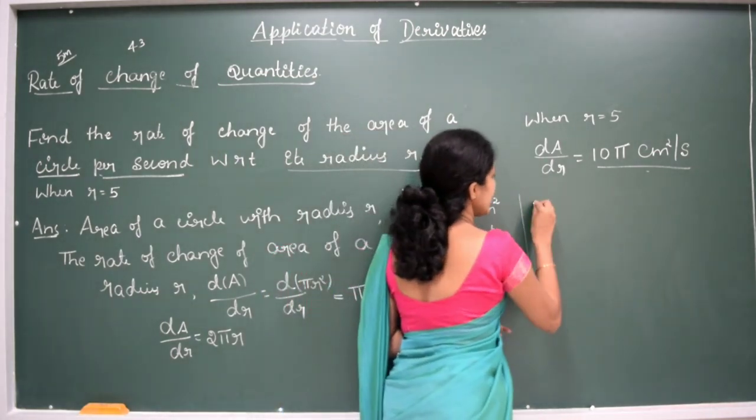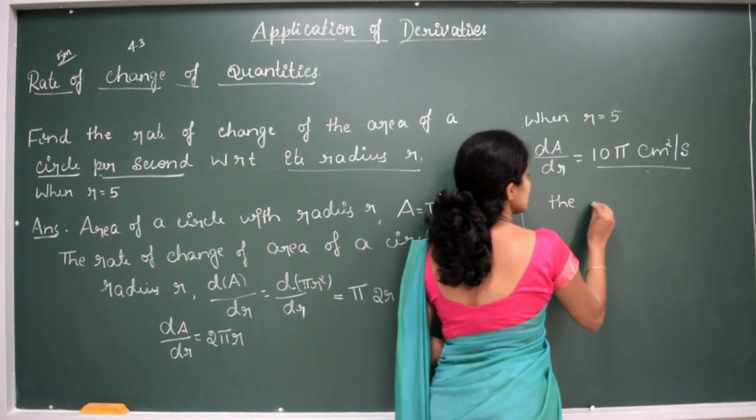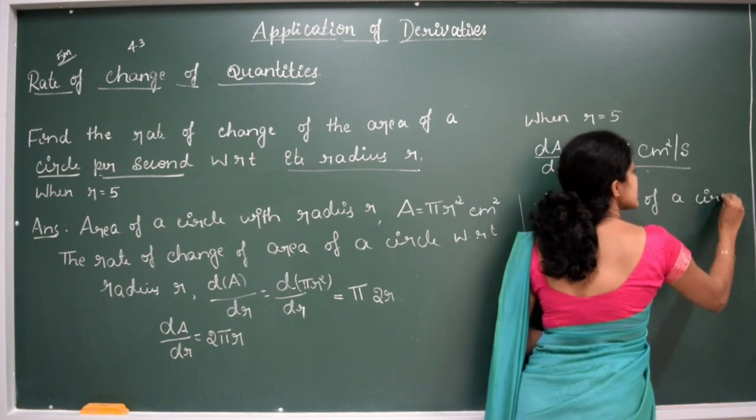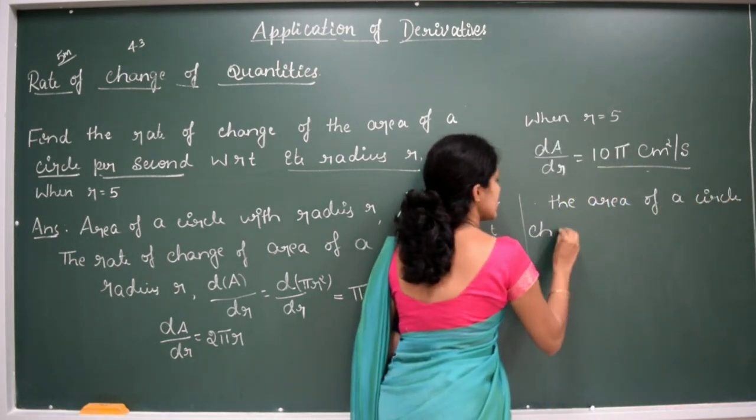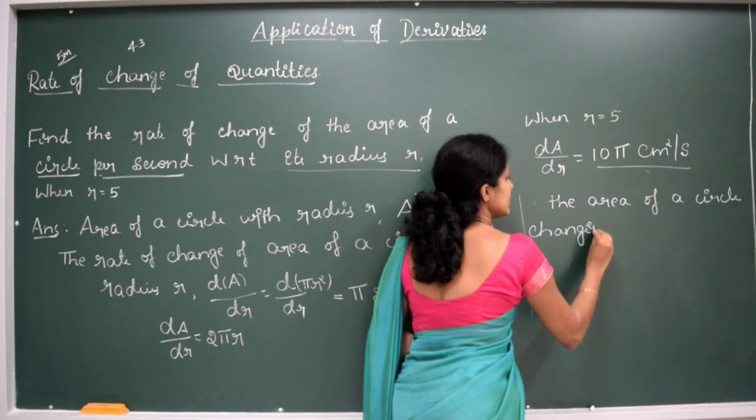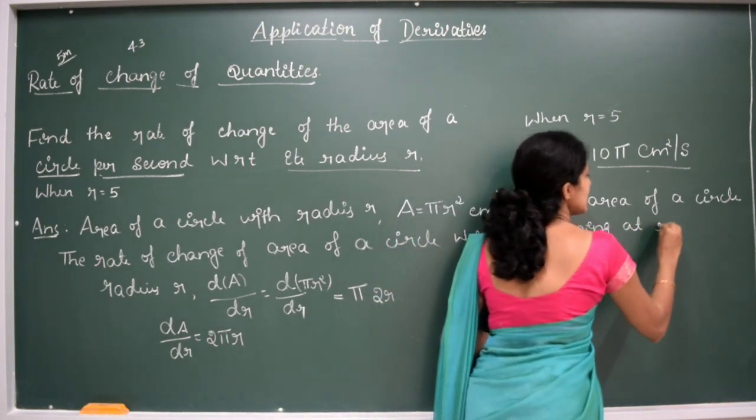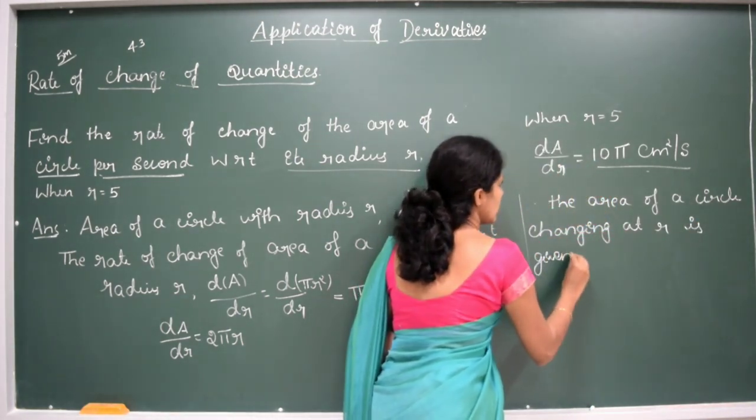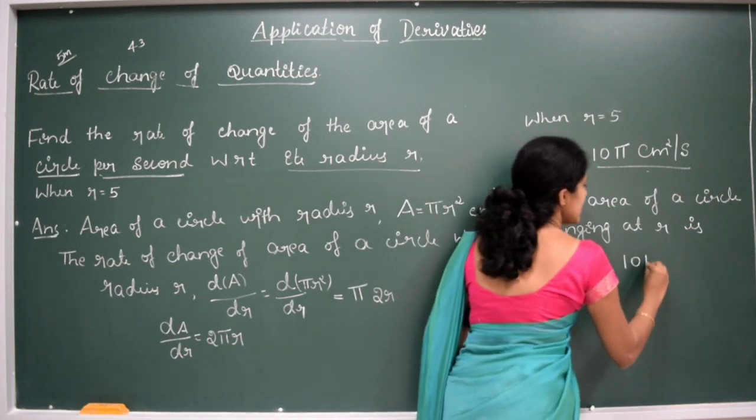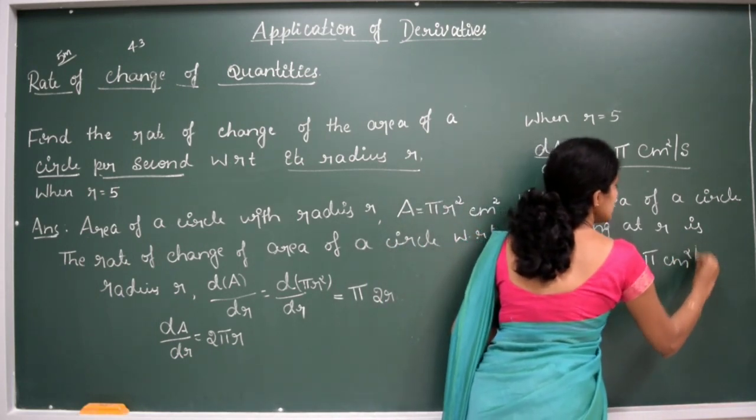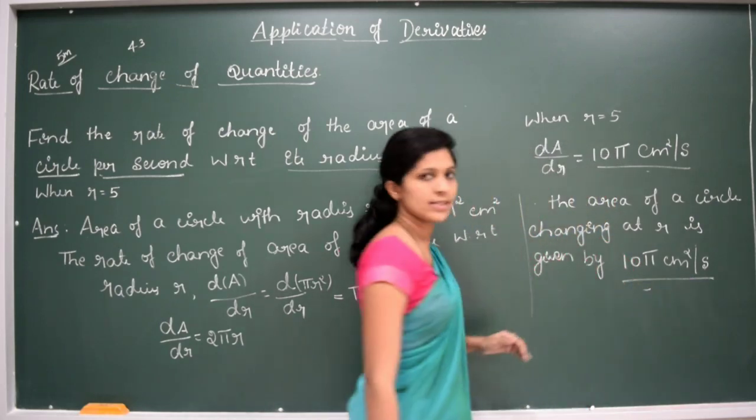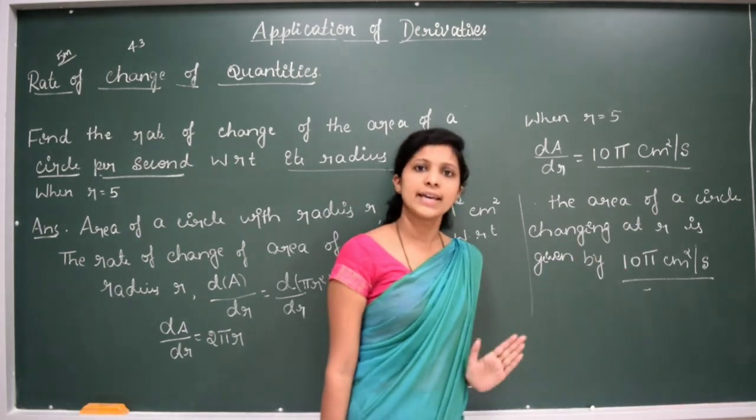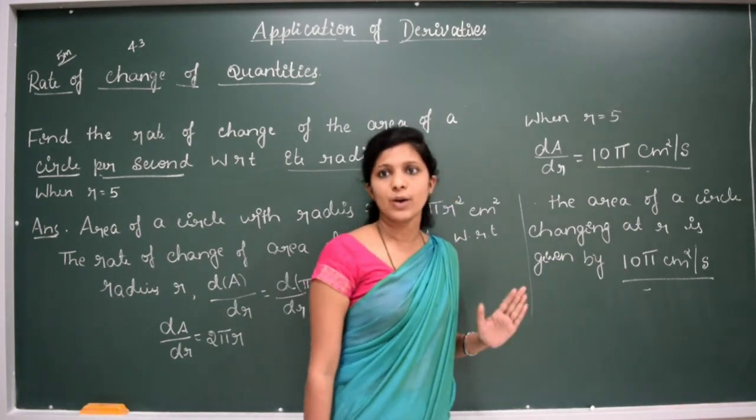And finally you have to write, therefore the area of a circle changing at the rate at r is given by 10 pi centimeter square per second. So this should be the final answer. The area of a circle changing at the rate at r is given by 10 pi centimeter square per second. Till here you have tried.